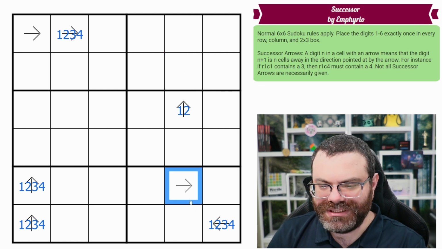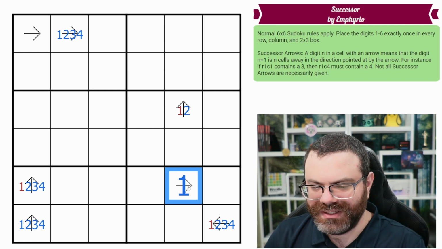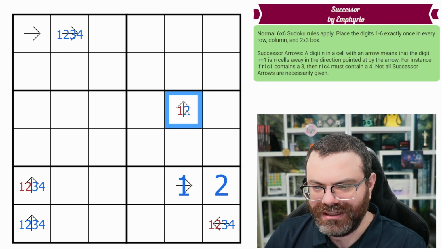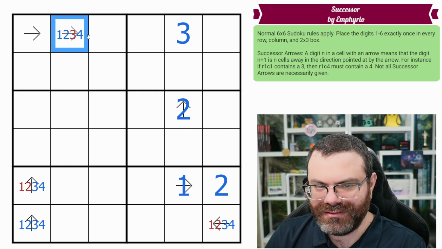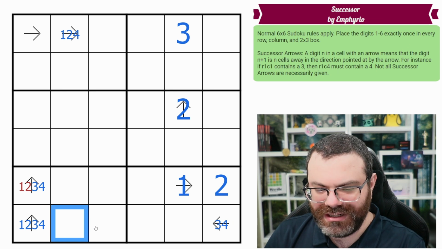Here we go. We get our first digit. This one's a 1. I don't know why it took me so long to find that. So this is a 1, which puts a 2 there. That's a 2, which puts a 3 there. So that's not 3. This isn't 1 or a 2. So there is either a 4 here or a 5 here, and I don't know how to pencil that.